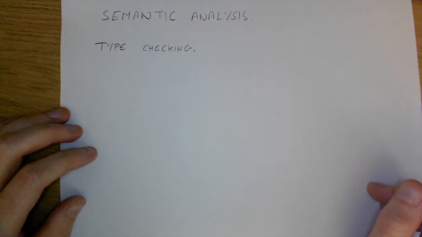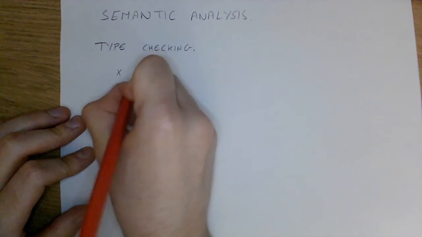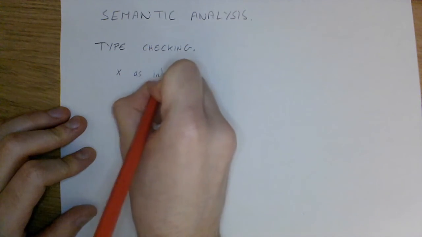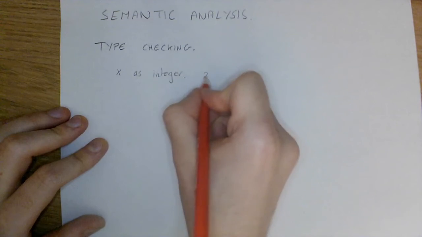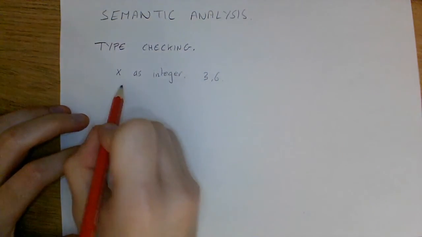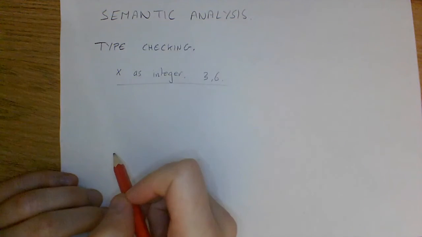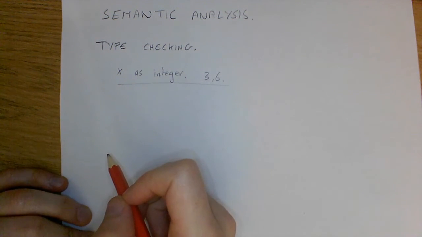You'll have seen this in your pseudocode when you're doing stuff like define x as integer. This is giving x a type. Remember, an integer is a whole number like 3 or 6. And you tell the computer up front, yeah, x is going to be an integer. If you don't do this, it's up for grabs a little bit more to the compiler.